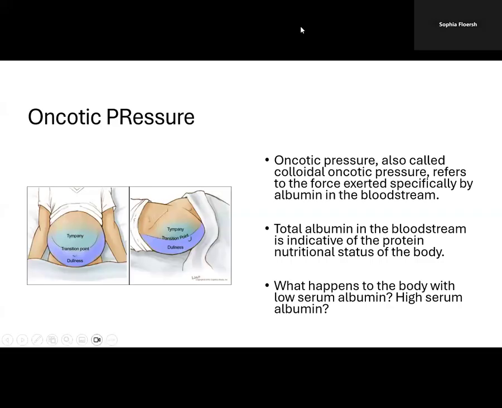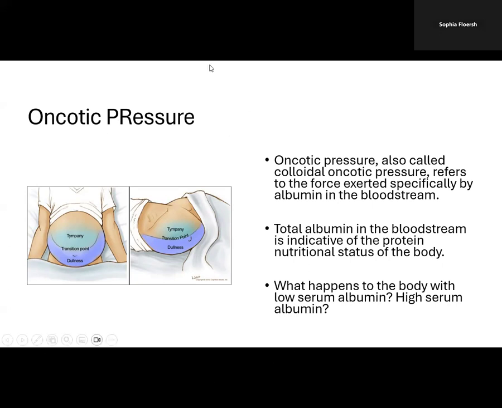So oncotic pressure, also called colloid pressure, refers to the force exerted specifically by albumin in the bloodstream. If you remember back in pharmacology, albumin is basically what keeps the blood inside the vasculature. That's the whole goal of albumin. Total albumin in the bloodstream is indicative of the protein nutritional status of the body. So thinking about this, what happens to the body with low serum albumin? What happens with high serum albumin?